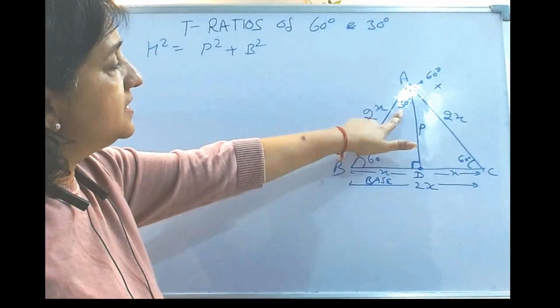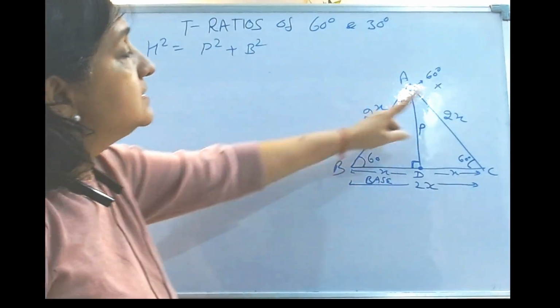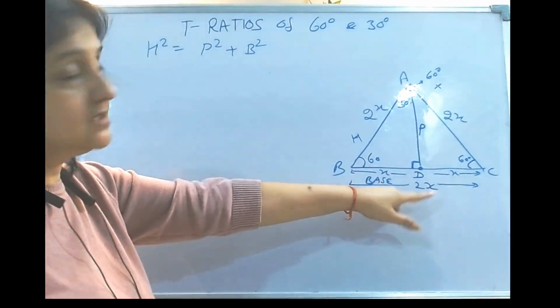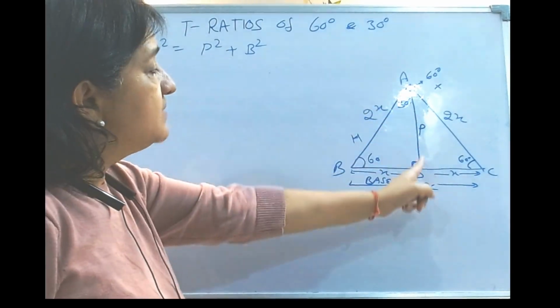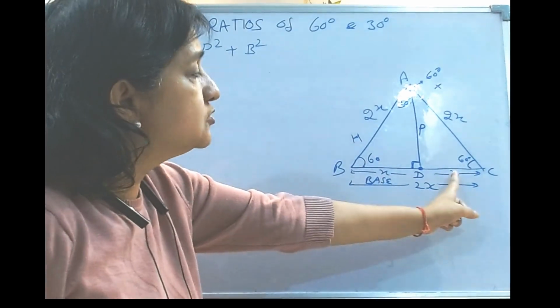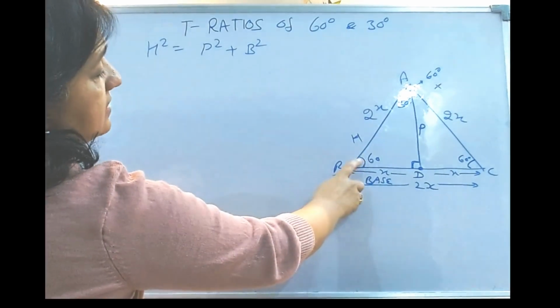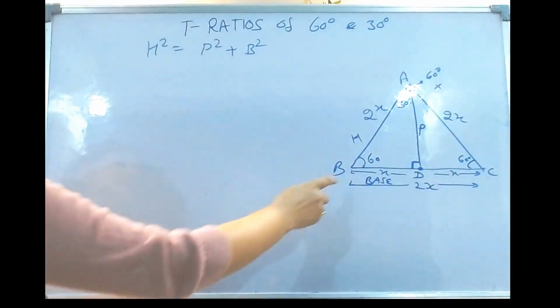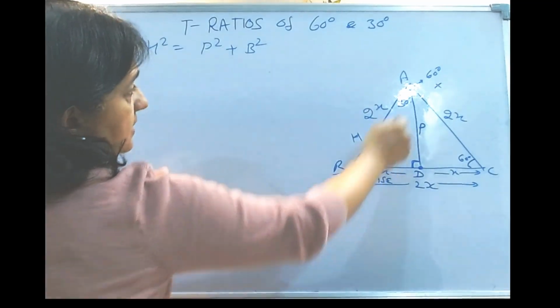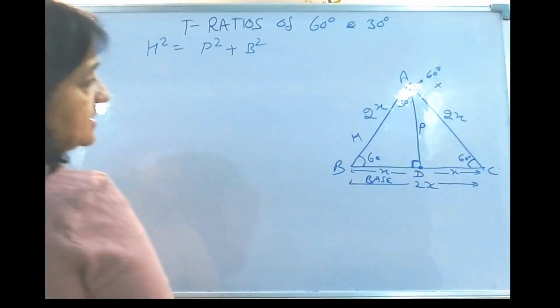So this is 30 degrees, and sides of the triangle I consider 2x, 2x and 2x. Because of this bisector, BD is becoming x, DC is also becoming x. Now let's talk about acute angle 60 degrees. So according to this acute angle, this AD is the perpendicular and BD is the base.